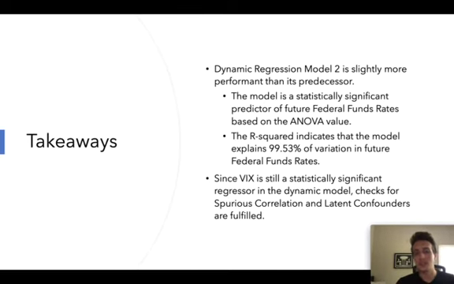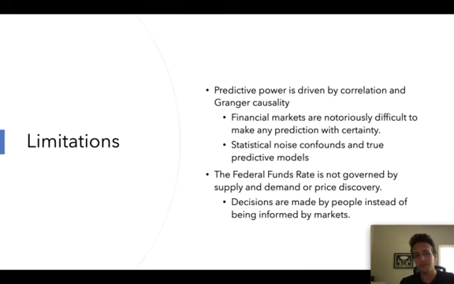Since VIX is still a statistically significant regressor in the dynamic model, checks for spurious correlation and latent confounders are fulfilled, meaning that we don't really have any sources of error present in our model or with the VIX correlation to the federal funds rate.